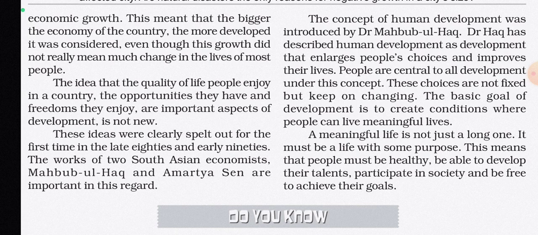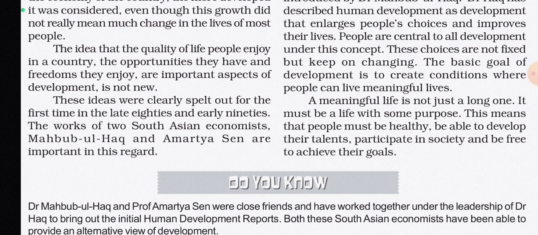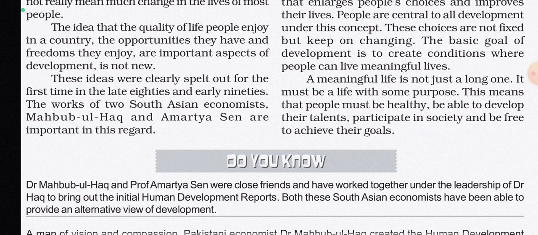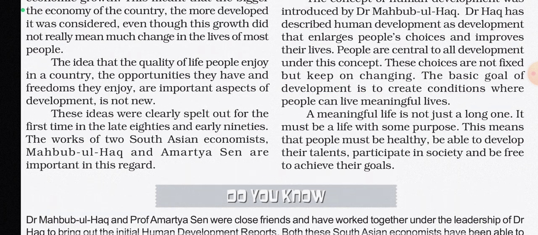The works of two South Asian economists, Mehboob al-Haq and Amartya Sen are important in this regard. Do you know Dr. Mehboob al-Haq and Professor Amartya Sen were close friends and have worked together under the leadership of Dr. Haq to bring out the initial human development reports. Both these South Asian economists have been able to provide an alternative view of development. Okay.